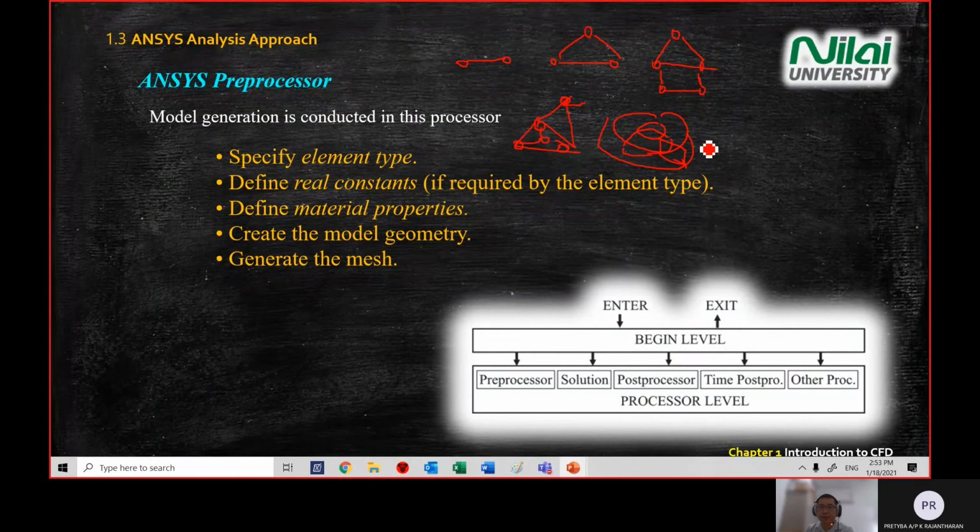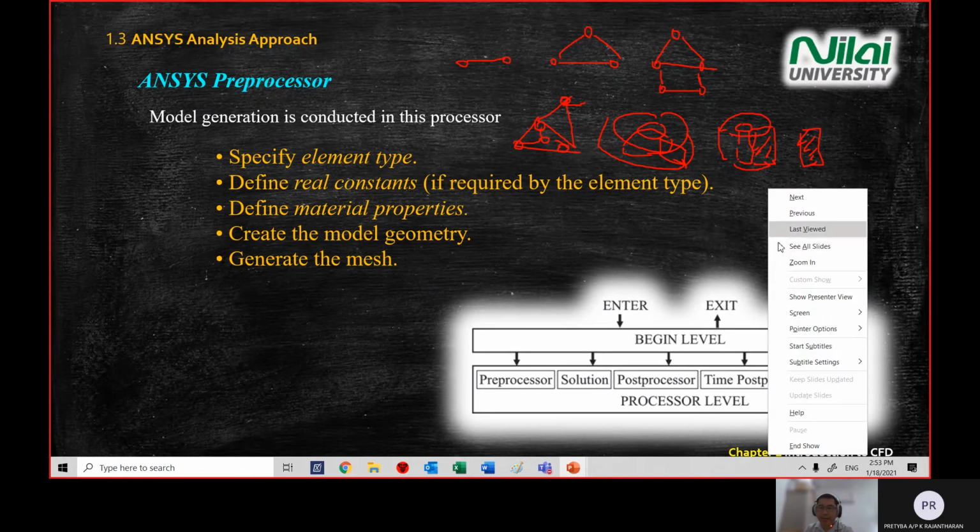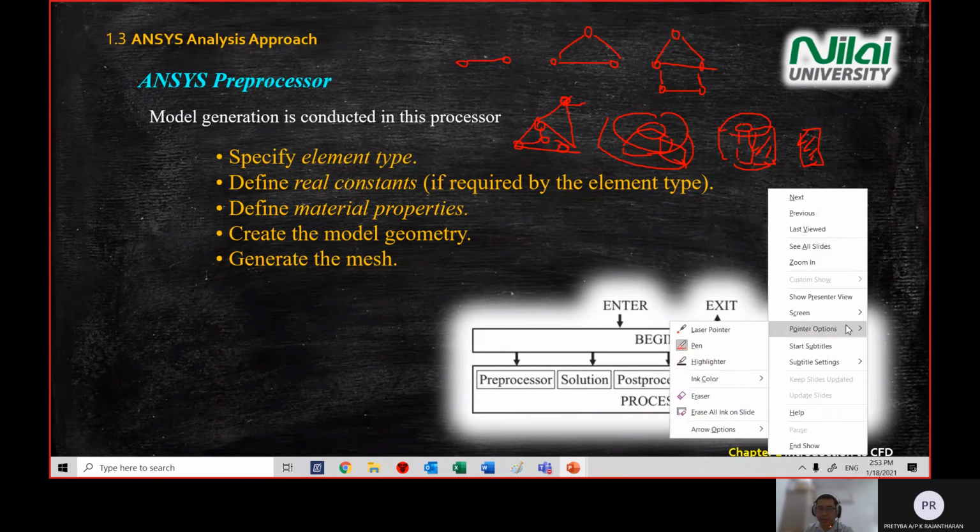If you have a symmetric problem, for example a cylinder, you only simulate this section only. So these are the element types you need to select when you run the simulation.